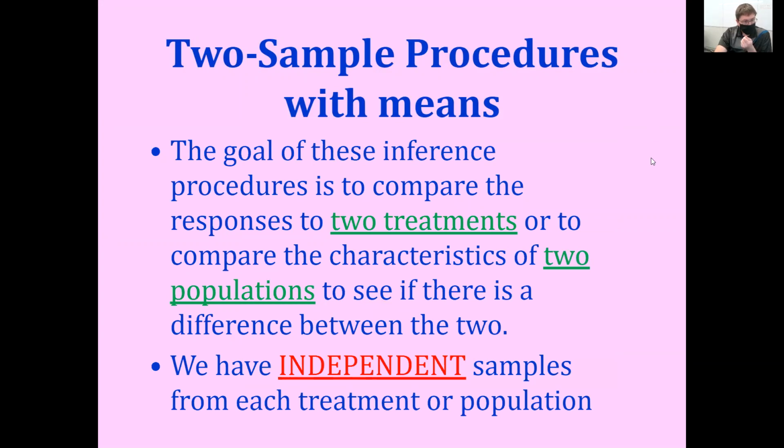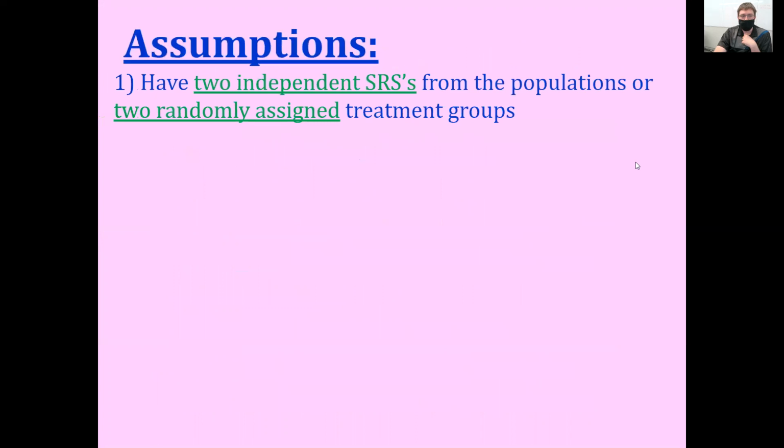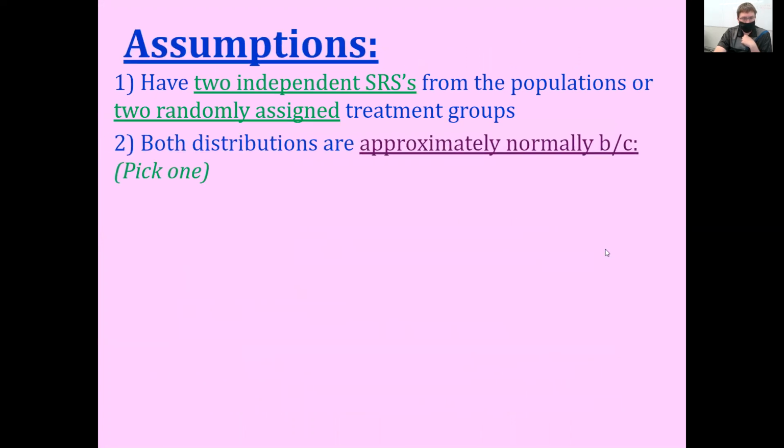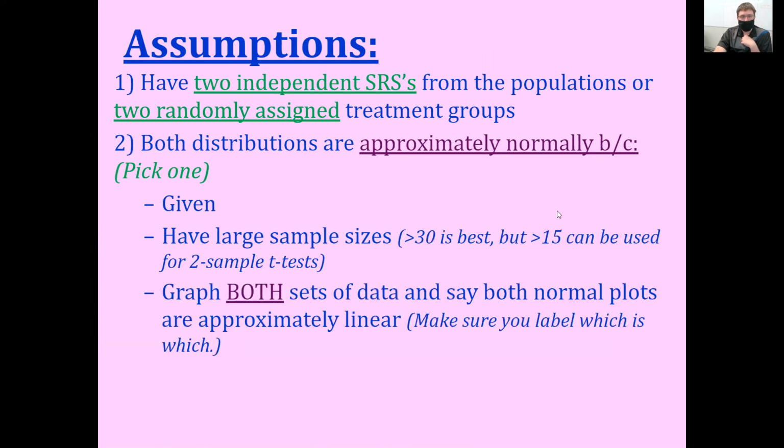We're going to assume for all of these that we have independent samples from each treatment or population. That's going to be important when we do our assumptions. So what are the assumptions? Well, there's only 2 of them on this one, just like before. The first one is you're going to say they are random. Why? Either you have 2 random samples that are independent, or like our first example in the notes, we have 2 randomly assigned treatment groups. That's going to be your first assumption.